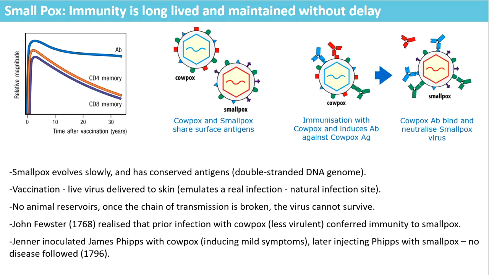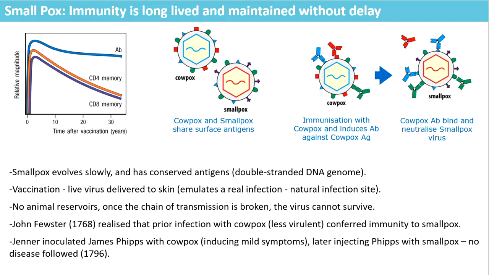The reason we were able to develop such long-lasting immunity against smallpox, and to globally eradicate it, was because smallpox evolves very, very slowly and has conserved antigens. What you need to remember is that it has a double-stranded DNA genome, so it's much more robust and much more stable.